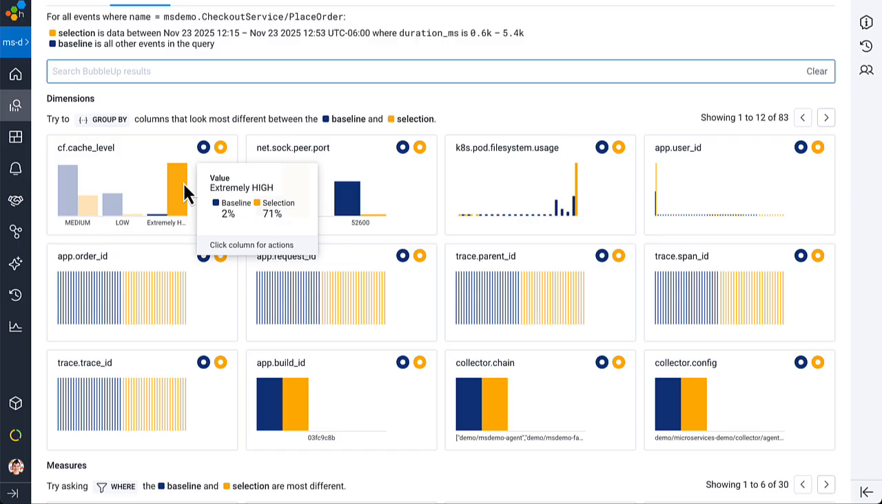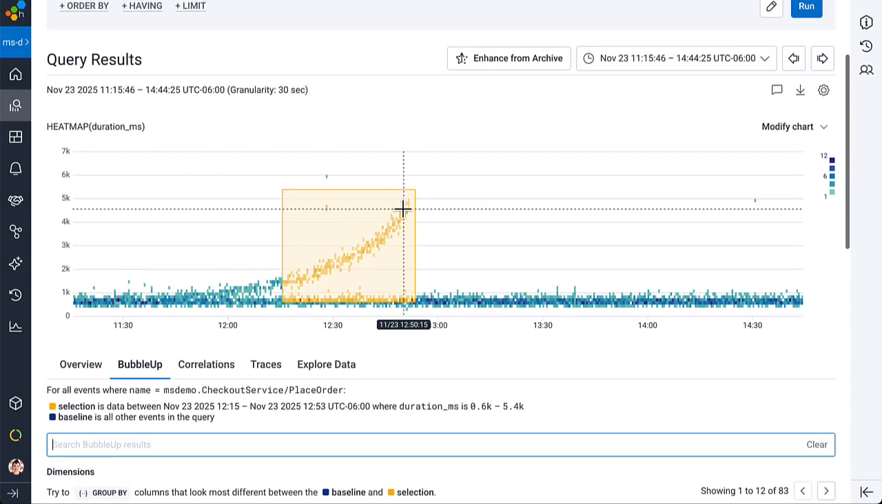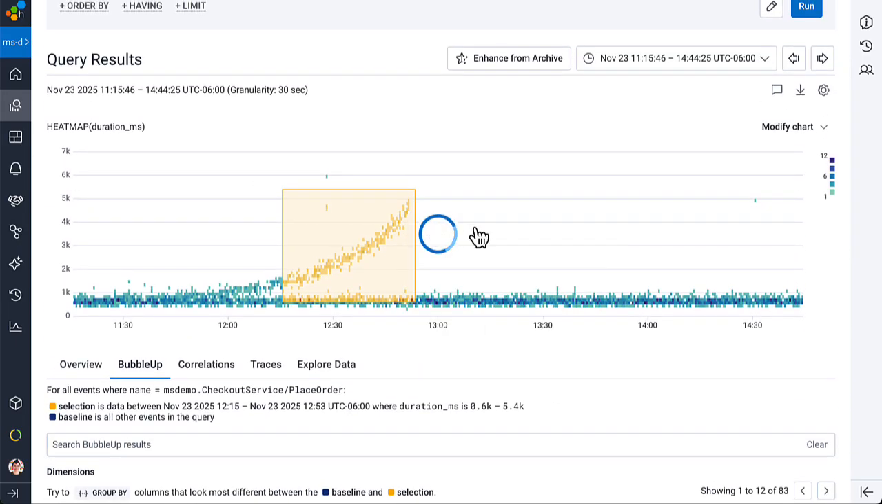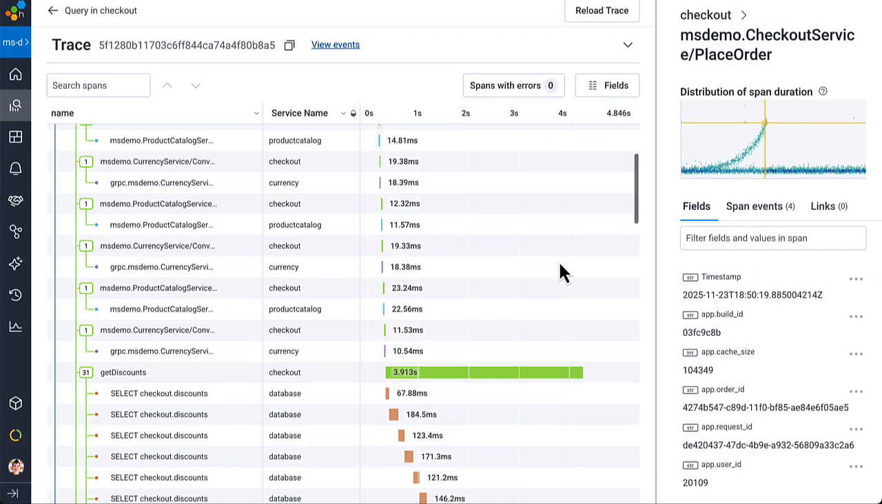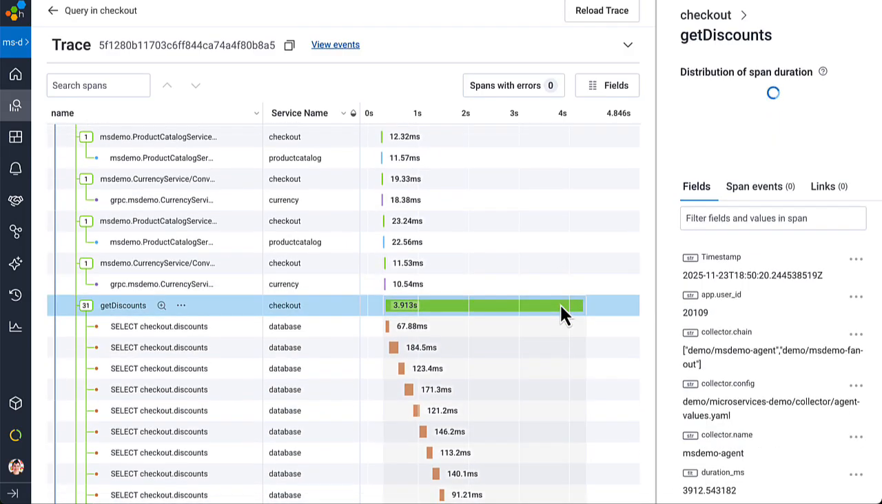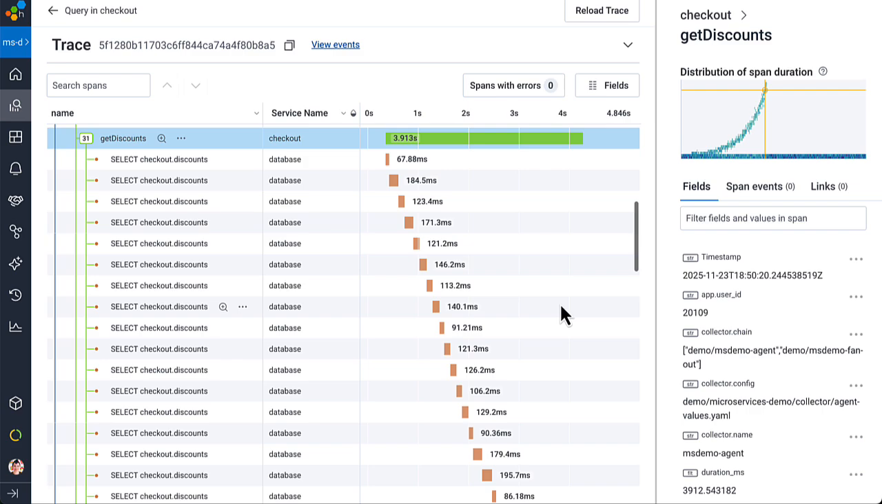And oh, it says the events in my selection had a very high cache level compared to the rest. To find out what the code is doing, I can drill into the trace of one of these slow place order operations. I see that the long bar is get discounts, with many similar database calls underneath. That's what's taking so long.